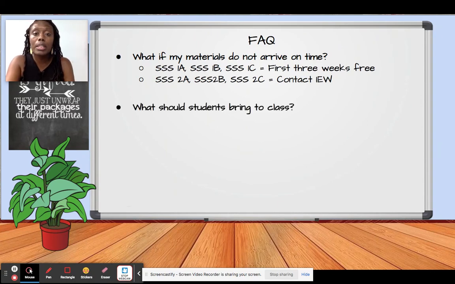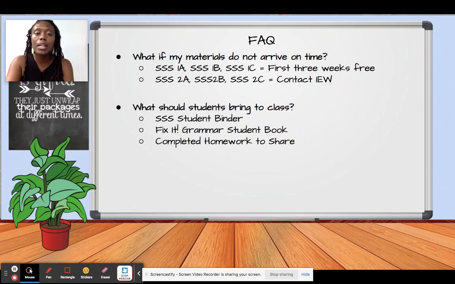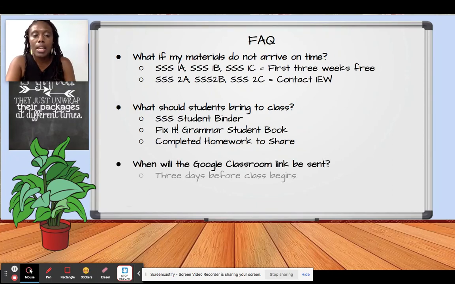What should students bring to class? They should bring their student binder, the SSS student binder, and their Fix-It Grammar student book. They should also bring their completed homework to share. When will a Google Classroom link be sent? Basically about 3 days before class begins.